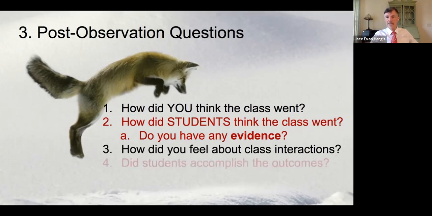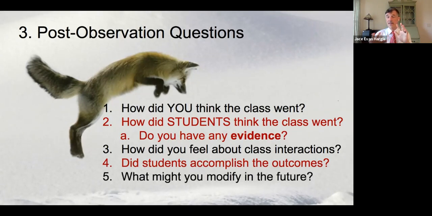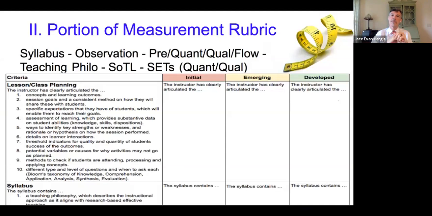How do you feel about the class? And did students accomplish the outcomes? Again, these are more of these direct measures. So the post-observations are really key. You might even build up a cycle of asking yourself these questions after every time you teach. And if there are some things that didn't work well, what are you going to do to modify this? If you're going to teach a course over and over, you might document that. And then the next year, the next semester, you might reflect upon that, because we're going to forget from year to year, from semester to semester, what that might be.